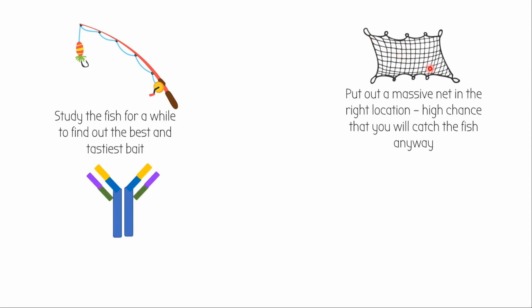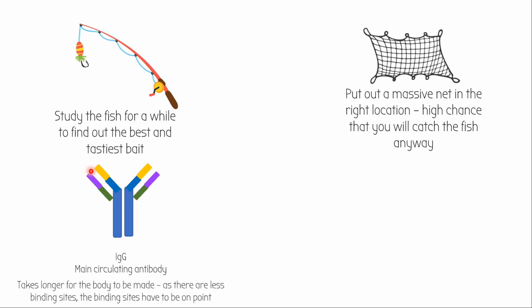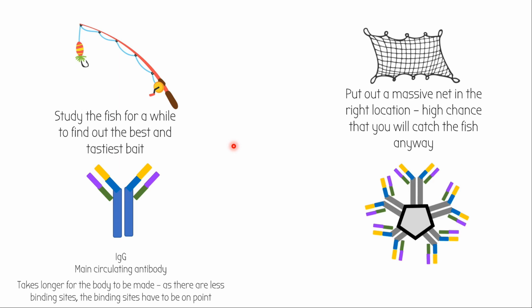And essentially this corresponds to two types of antibodies. Studying the fish for a while to find out the best and the tastiest bait is your IgG antibody. Essentially, it's going to adapt the variable region ever so slightly and spend time doing that so that it can be tailor-made for that antigen and be ultra specific. However, your IgM immunity doesn't have time for that. Basically, this is the net strategy. All it does is it's like, I'm going to have loads and loads of binding sites. It doesn't matter if they're less specific, because there's so many, there's a high chance that the antigen is going to fit into one of these many surfaces anyway.